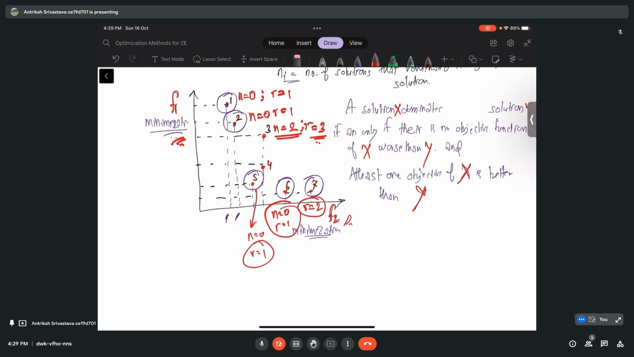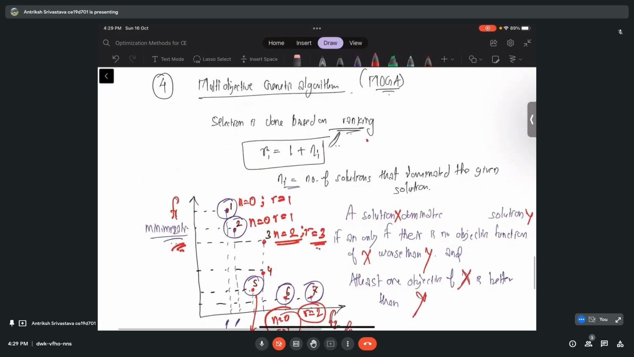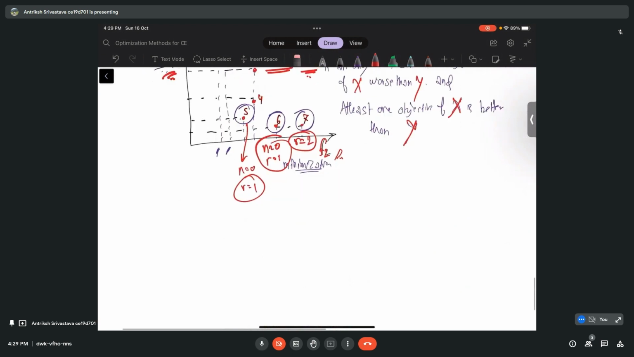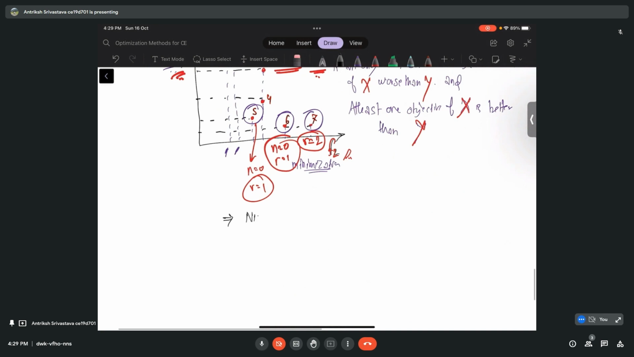Now that we have the ranking, we select. The selection function is based on ranking as I have written above, and we also perform niching here, and that is done between the solutions of the same rank.